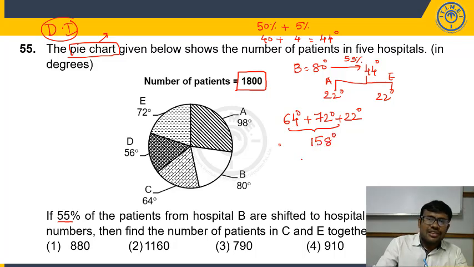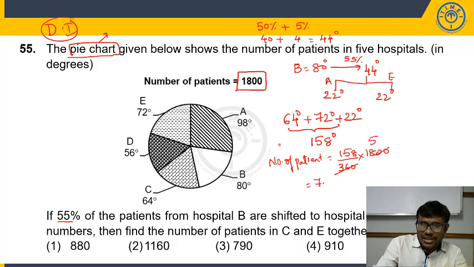Now these degrees we have to convert into number of patients. So number of patients is equal to 158 by 360 into, what are the total patients? 1800. So 360 into 5. So it becomes 790. So number of patients in C and E together is how much? 790. That is option number 3. Okay. Hope this is clear for you. We'll go for the next question.